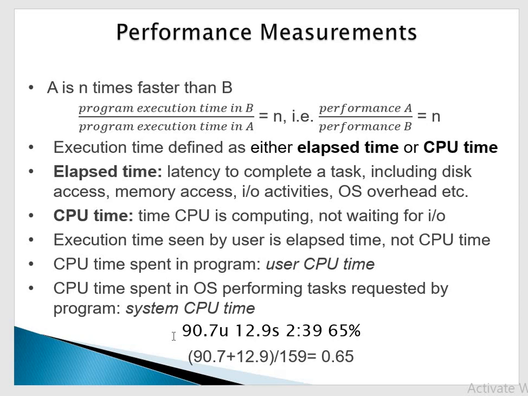So these are some performance parameters which are used to evaluate the performance of a computer. As we have already discussed in this slide, elapsed time is the total time taken by the computer, and within this elapsed time is the CPU time. CPU time is the total time taken by the processor to complete the computing of the required program, excluding waiting for input-output devices or memory.